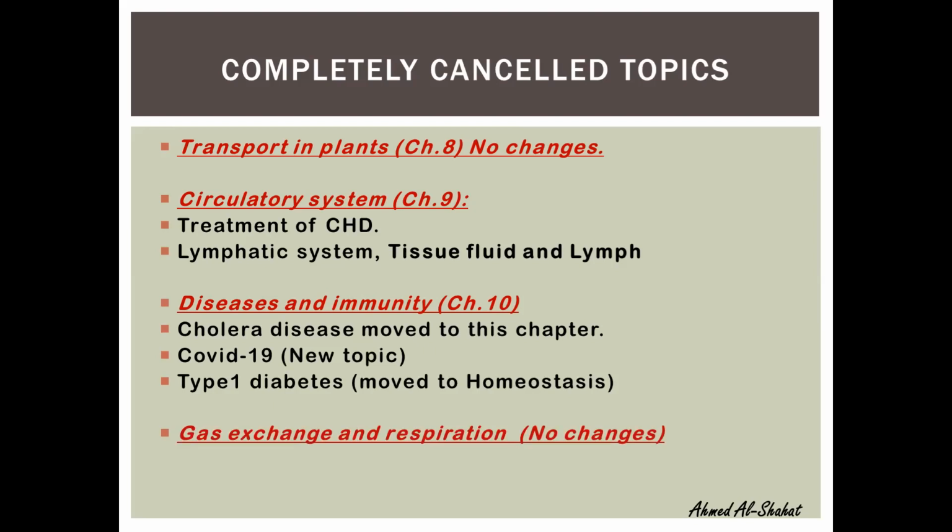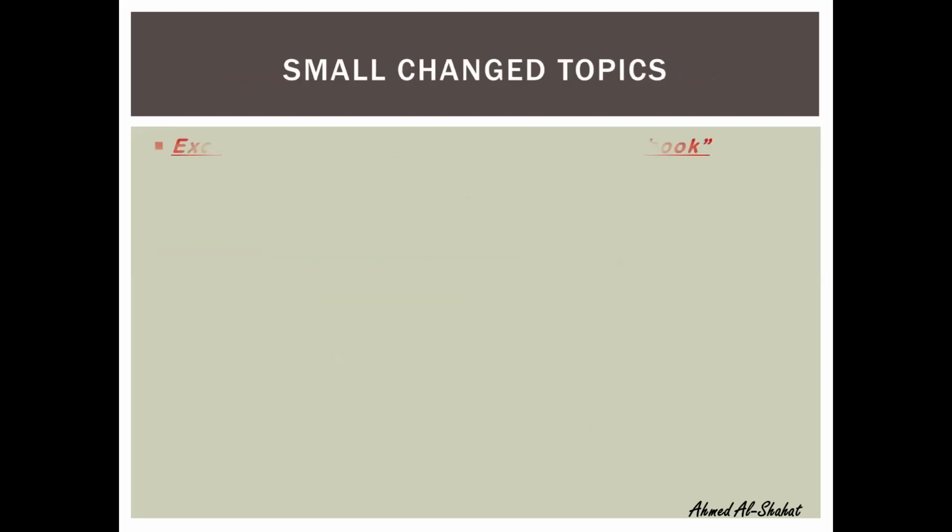But the chapter on respiration and gas exchange has no changes at all. But as usual, we try to use the part from the drugs chapter which discusses cigarette smoke and the diseases caused by cigarette smoke. We usually study this part in the gas exchange system and respiration, but this part is also removed from drugs, which means it is also removed from this chapter.